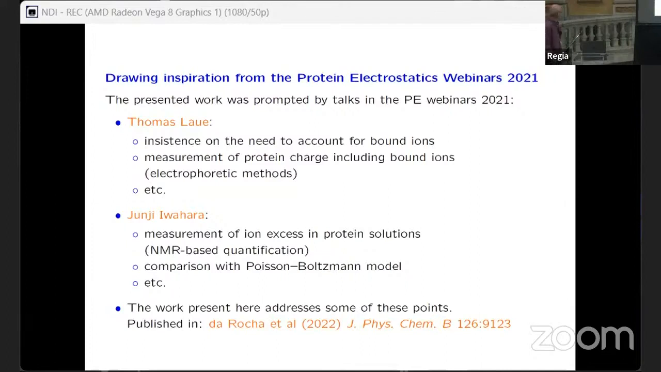And the other talk that I found very interesting at the time was by Junji Iwahara. In that case, what he showed us was about the NMR-based studies of the ions around the protein. And I found that quite interesting, particularly the measure of the so-called ion excess. And I thought, well, maybe we could try to look at this from our simulations. And he also had some comparisons of the experimental data with Poisson-Boltzmann. So what I'm going to show you is basically an analysis of a previous simulation, now looking at the ions and trying to understand what we can learn from that. The work has been published in that paper.